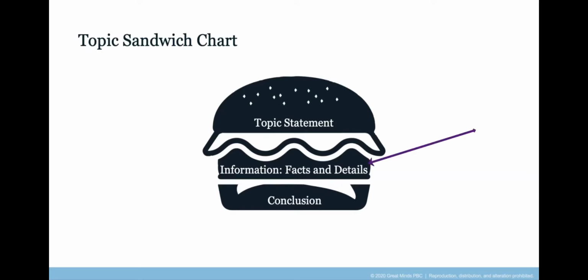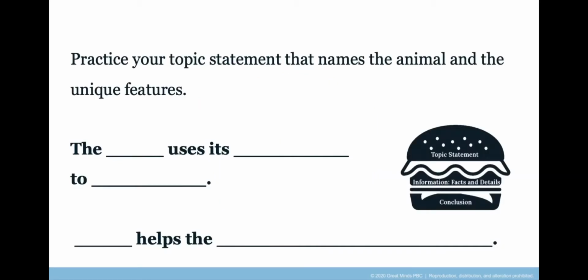That's right, the information or details go in the middle of the paragraph. Now, point to the part that begins the paragraph. Oh, I know you pointed to it. The topic statement begins the paragraph, and we're going to talk more about topic statements next. Here are 2 examples of sentence frames that you could use for your topic statement. The ___ uses its ___ to ___, or ___ helps the ___.